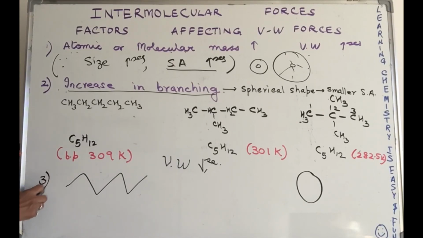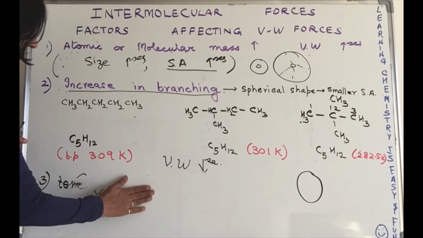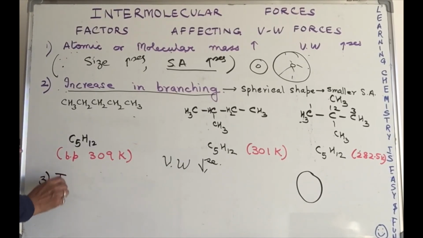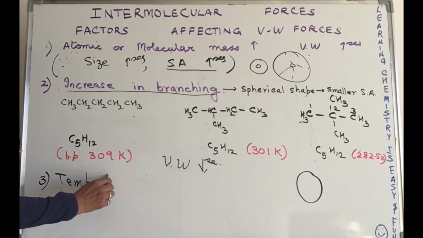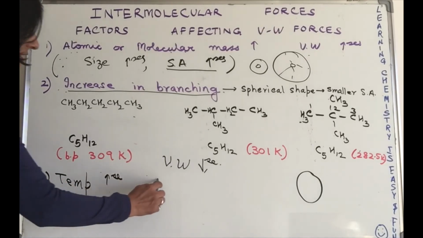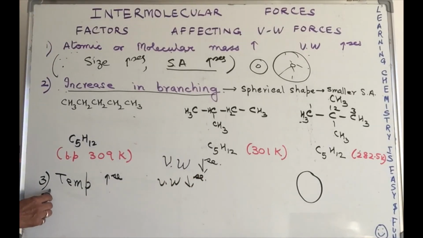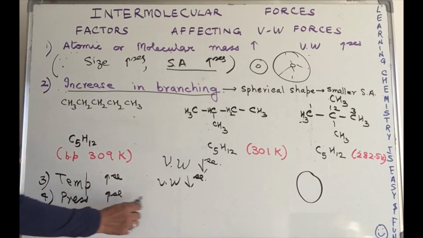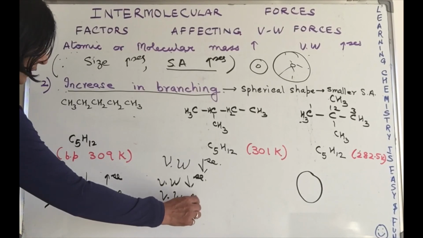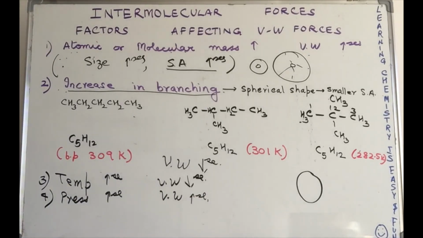Also affecting the Van der Waals forces that we have already discussed is the temperature. With increase in temperature, the Van der Waals forces will, very good, decrease. The fourth factor is the pressure. This also we have discussed. We increase the pressure, Van der Waals forces will also increase. Arrow up and down is easier to relate to.